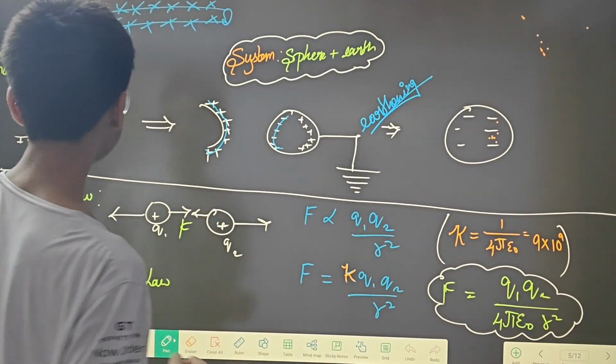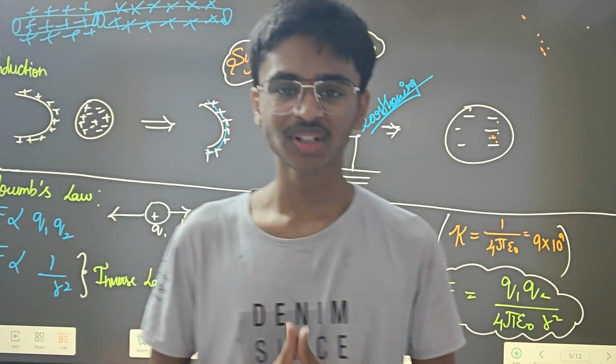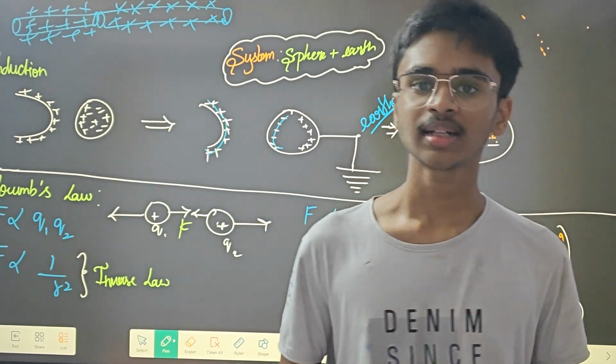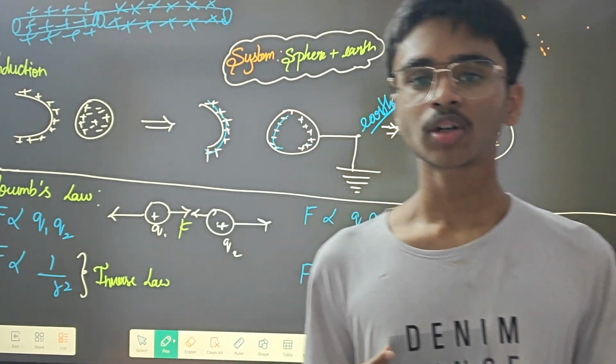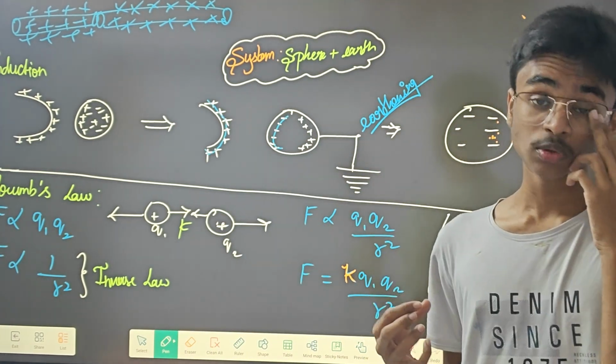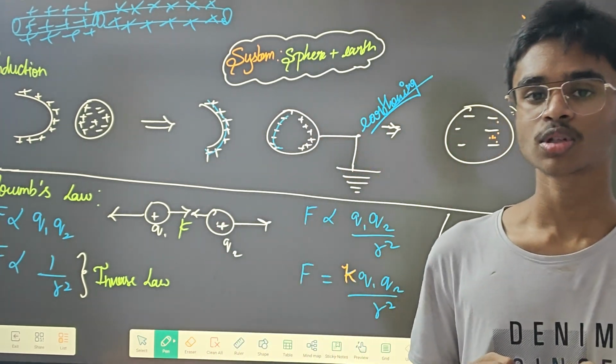So first, what is Coulomb's law? Coulomb's law is similar to the gravitational law that we studied last year, in 11th and also in class 9th, where the product of masses is directly proportional to the force, and the distance squared is inversely proportional to the force.